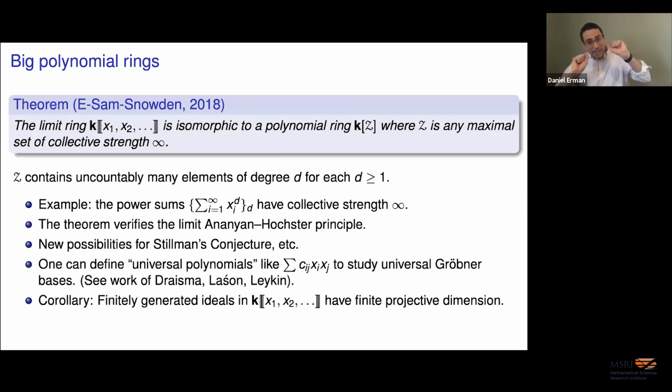But the main point I want to get at is that this sort of theorem is exactly codifying the limit of the Ananyan-Hochster principle. It's saying that infinite strength polynomials are independent variables.